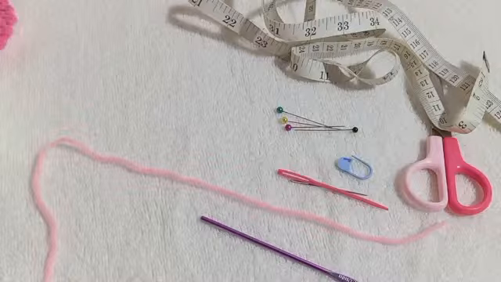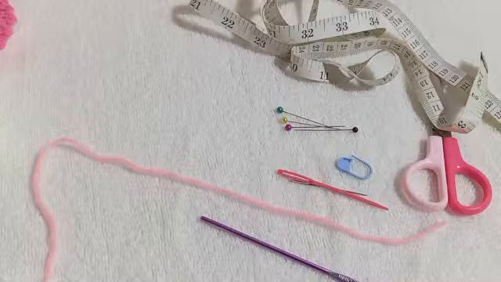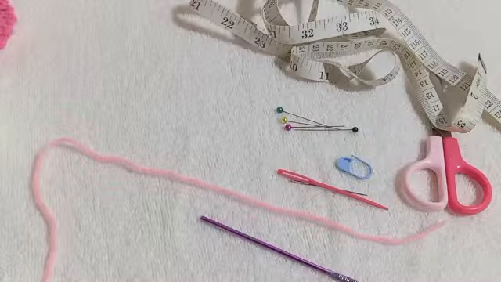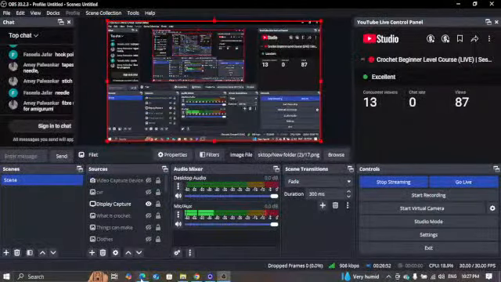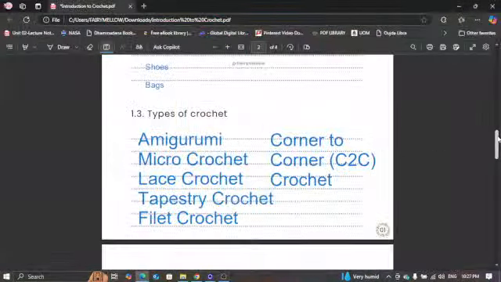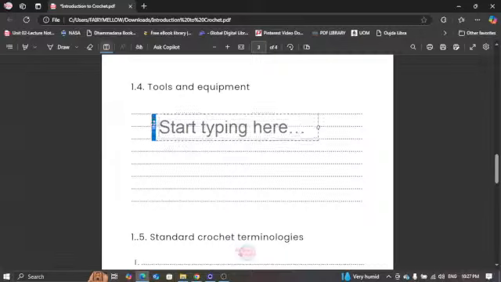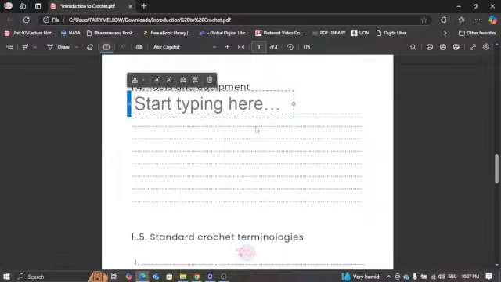Now, my dear friends, shall we write down these things too in your tute? I'll share the display. Okay. Let's write down tools and equipment that are necessary to make crochet.